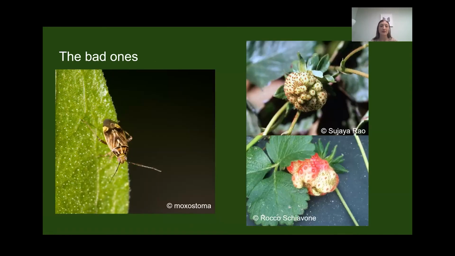And then we have bad ones, like this tarnished plant bug. These guys are a member of the genus Lygus, which are known to be plant pests on our crops. So you can think of our crops like these strawberries here, that sometimes when these guys attack them, they can create malformities in the strawberries. This is called catfacing. And if you're a strawberry lover like me, this may not look as delicious as what we're used to.